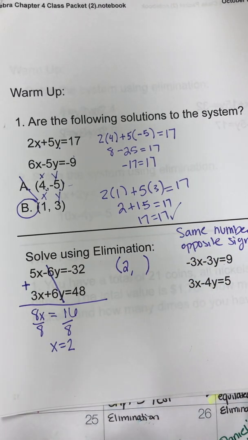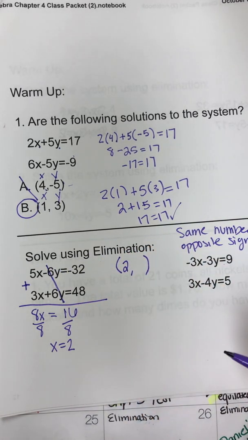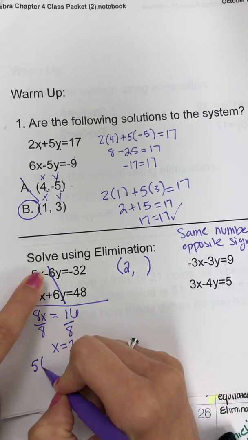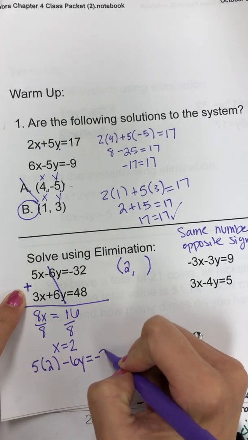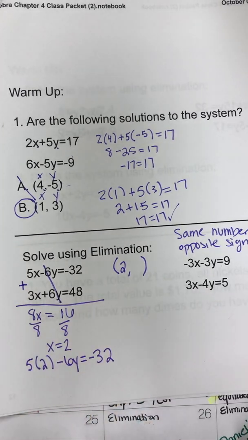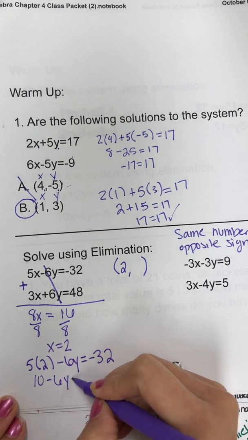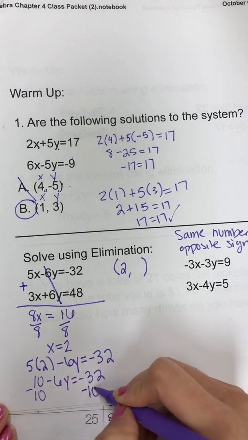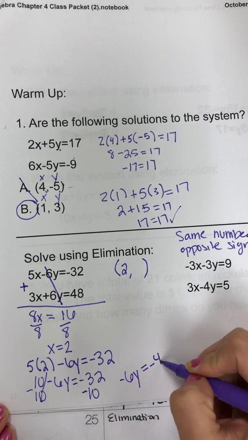Now, to find y, I'm going to go back to one of these 2 equations and plug 2 in for x. Does not matter which one you pick. So if I do the top one, it's going to be 5, but instead of x, I'm going to put 2 minus 6y equals -32. To solve for y, I start by doing 5 times 2, which is 10. Subtract 10 on both sides, and I get -6y equals -42.